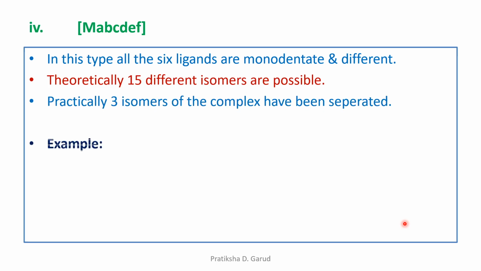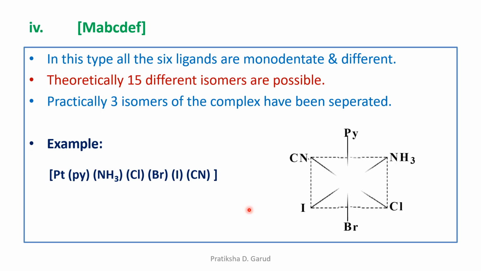So let's take an example for this. Its example is platinum, which is attached to 6 different ligands. They are pyridine, ammonia, chloride, bromide, iodide, cyanide. So let's draw a single isomer for this. At the center we are having the platinum, which is attached to pyridine, ammonia, chloride, bromide, iodide and cyanide. Now theoretically 15 isomers are possible, but practically only 3 isomers of the complex have been separated.